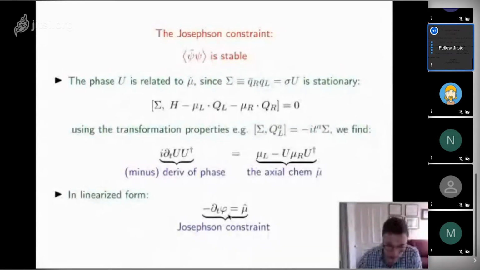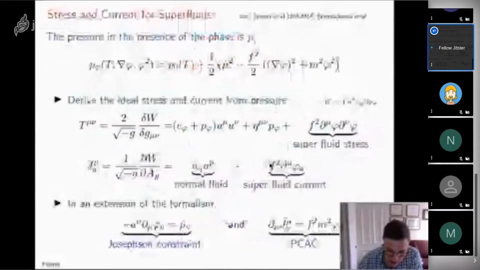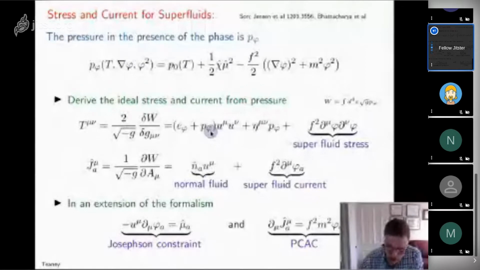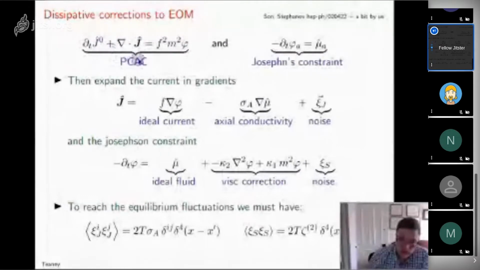All right, so good. So now we've reviewed the ideal theory, which again is just ordinary hydro coupled to some Goldstones. We can start adding viscous corrections to these terms, right? And let's start writing those down. Okay, so let's start looking at the dissipative corrections to the equations of motion. So first let's write them down. You have this partial conservation of axial charge. That's this term. Okay, and then you have the Josephson constraint, which says that the time derivative of the phase is the chemical potential.